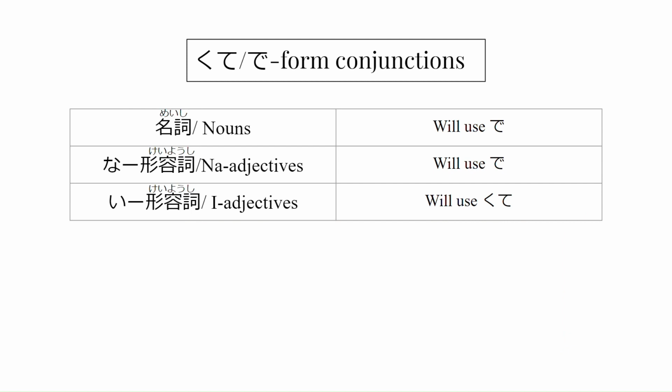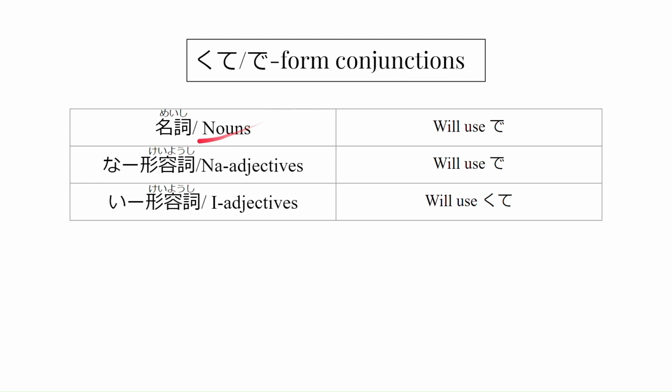In this video, we will be learning the basic usage of conjunctions that are required for JLPT N5. There are lots of usage of conjunctions, but we are only going to learn the three listed above. So we will be learning the くて、で、 form conjunctions.